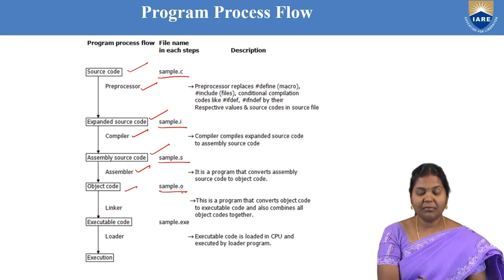Then the assembler produces the object code, so the file becomes sample.obj. Then the linker will link the executable code with the other files, and the loader will load it and make it ready for CPU execution. So the linker and loader are the last two softwares, and it will take the sample.exe file. So these are the different steps of program flow execution.